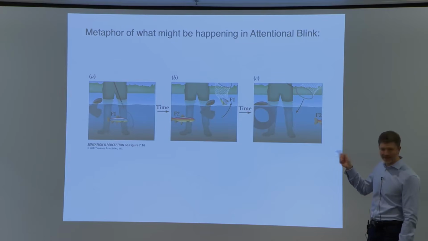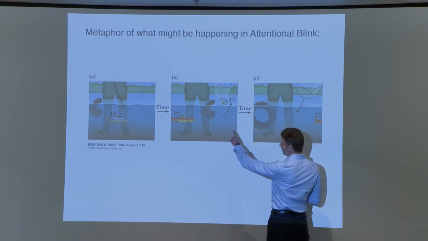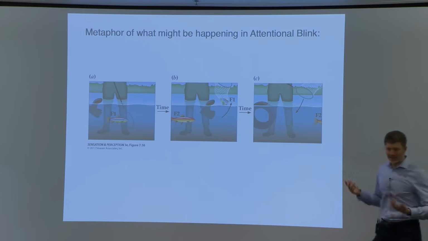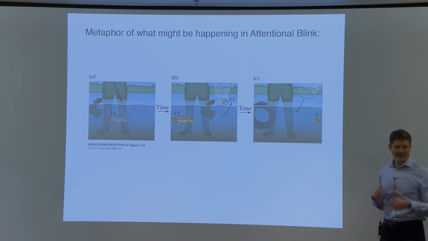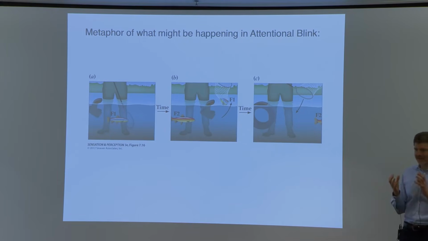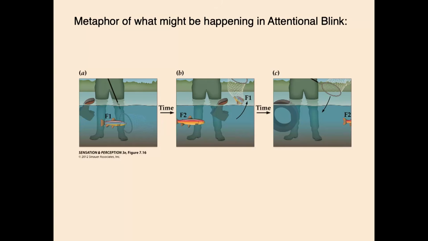And it takes some time to kind of empty the net, okay? And during that time when you're emptying the net, the second fish comes along, and if the net hasn't been emptied yet, you don't grab it, okay? So there's something that happens when you're detecting stuff, and it takes a little while to kind of reset. So it's called the attentional blink.